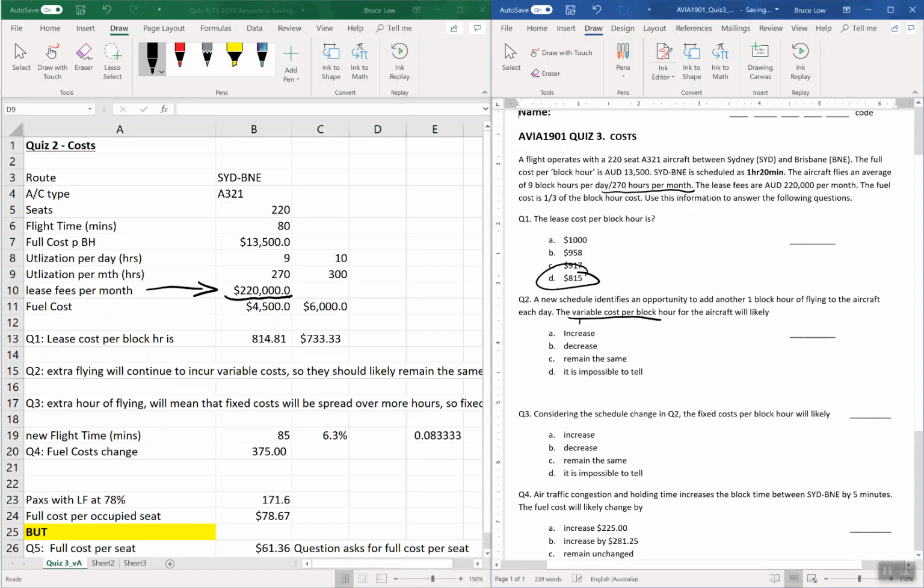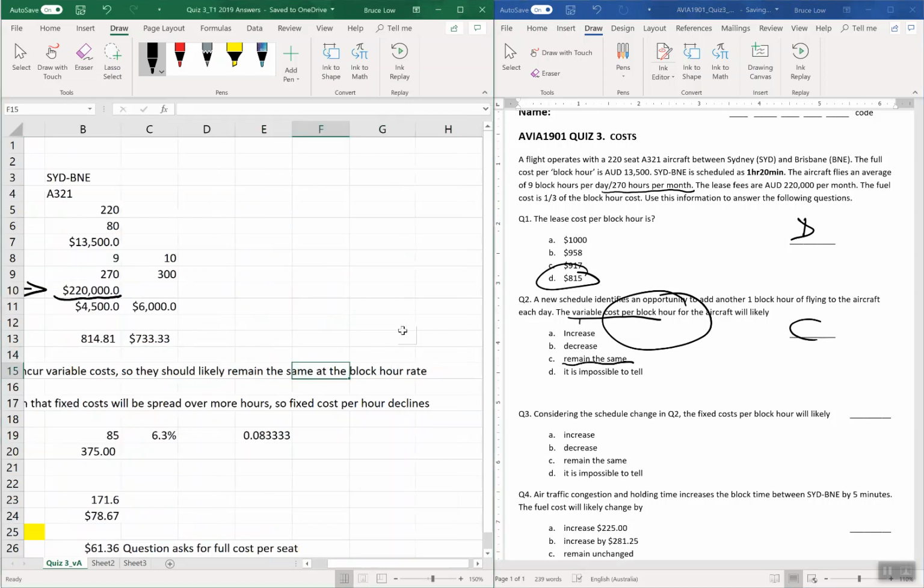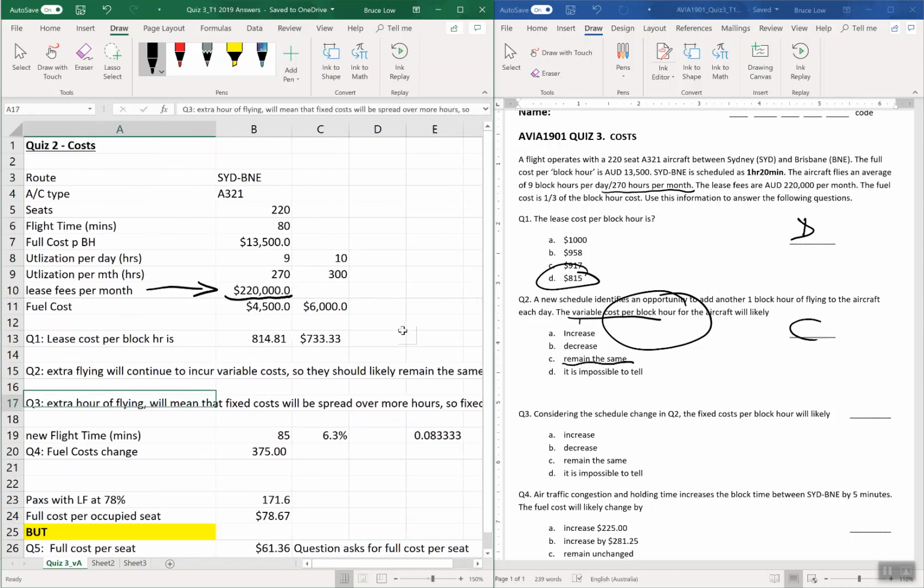So the variable cost. So basically you think of a variable cost like fuel. If it costs X dollars per hour and you fly another hour, then it's another X dollars. So the variable cost will ultimately stay the same. So the more hours you fly, the higher the cost, and the less hours you fly, the lower the cost. And the cost per hour of flying, so the cost per block hour, remains the same. So we've got answer C in this case. So the answer to that one, so extra flying will continue to incur variable costs, and so they remain the same per block hour. So that's your question 2.